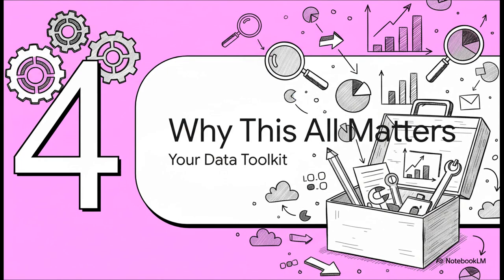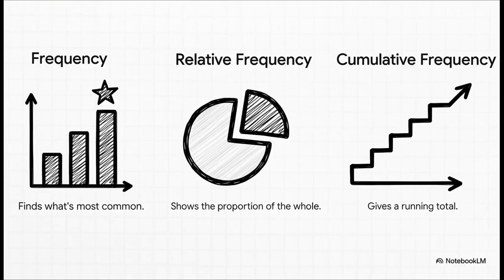Okay, so let's pull this all together. We've just looked at 3 different but related ways to make sense of data. Let's do a quick recap of why you'd want to use each one. Okay, here's the cheat sheet. If you just want to know what's the most common or popular, use frequency. Simple. If you need to know how big a piece of the whole pie something is, that's a job for relative frequency. And if you want to track a running total to see how things are adding up, you'll want to use cumulative frequency. 3 tools for 3 different jobs.